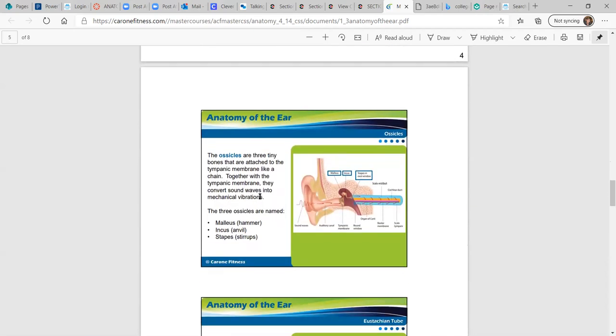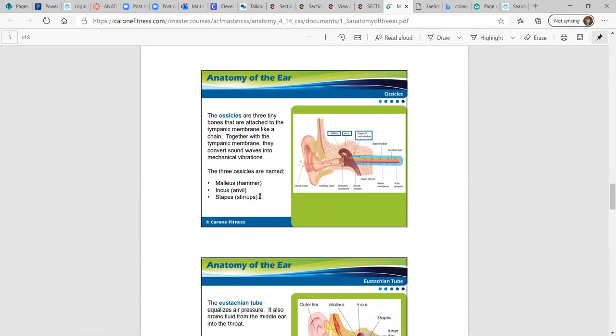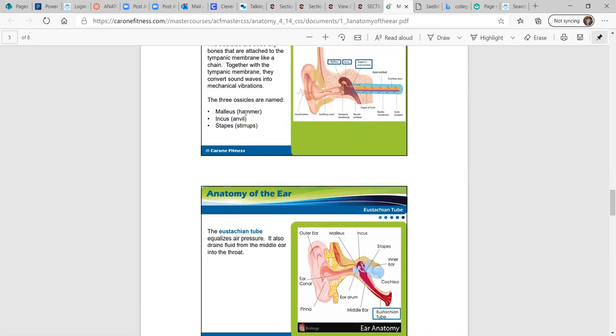The ossicles are three tiny bones attached to the eardrum or the tympanic membrane, like a chain. Together with the eardrum, the ossicles convert sound waves into mechanical vibrations. So sound waves are waves vibrating in the air. And then as it hits the eardrum and the ossicles, they change sound waves into actual vibrations. So it takes it from air into something physical. And the three ossicles are named malleus, hammer, incus, or anvil, and stapes, or stirrup.